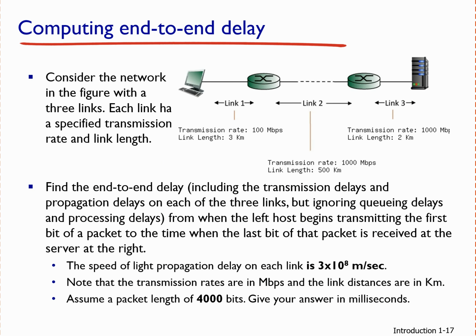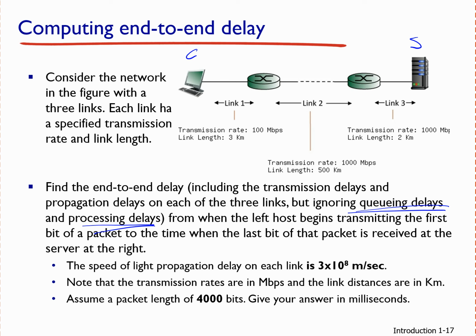Let's look at another example. Consider this network in the figure where we have a client and a server. These are connected through two routers, and as you know, between every node and another we have a link. Each link has a rate and it has a length. We'll be using these to measure a set of delays. We need to find the end-to-end delay, including the transmission delay and the propagation delay on each of the three links. But for now, we're going to be ignoring the queuing delays and any processing delay.